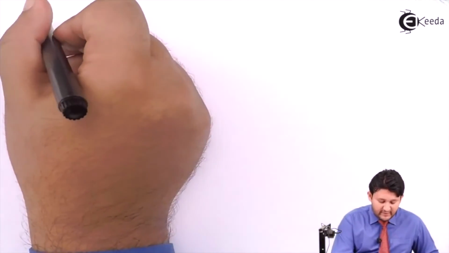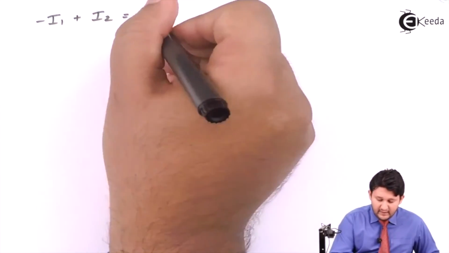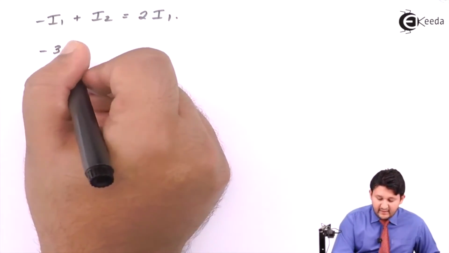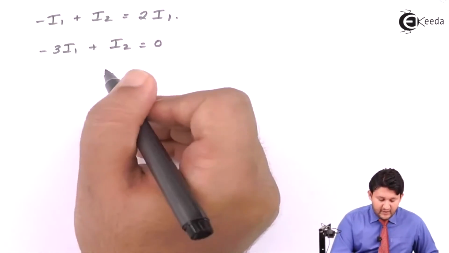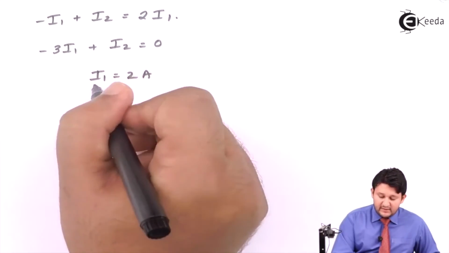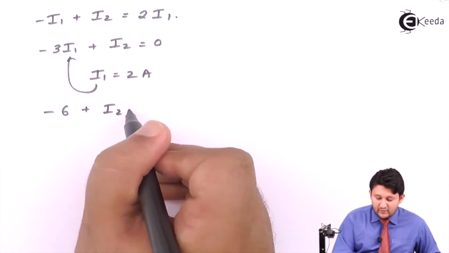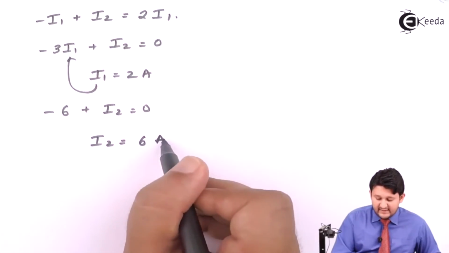The equation you will be getting is minus I1 plus I2 equals 2I1. Shift everything, so you will be getting minus 3I1 plus I2 equals 0. You already got the value for I1, that is nothing but 2 amperes. Put this value over here, so you will be getting minus 6 plus I2 equals 0. So your I2 will be, my dear friend, 6 amperes.